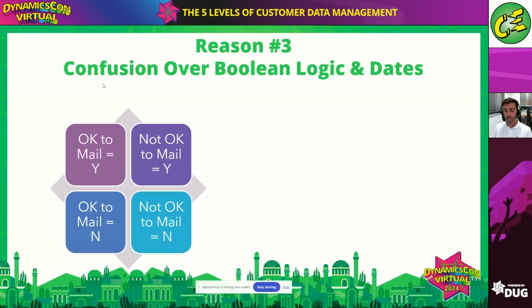Number 3, confusion over Boolean logic. And this kind of links back to the context around M or S being male or single or separated, etc. But understanding how Boolean logic works, so "okay to male equals yes" or "not okay to male equals yes", really can be quite confusing, and you try and wrap your head around them.